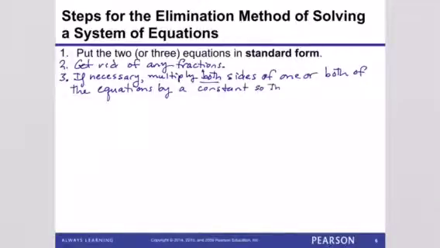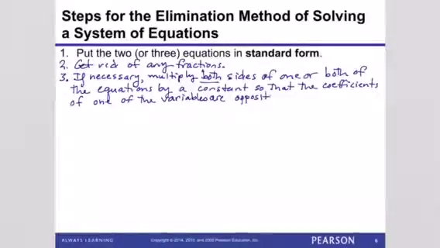So that the coefficients, remember that's the number next to the variables, of one of the variables are opposites. Remember, if they're opposites and you add them, they'll give you 0. That's why we want them to be opposites. Okay, step 4.